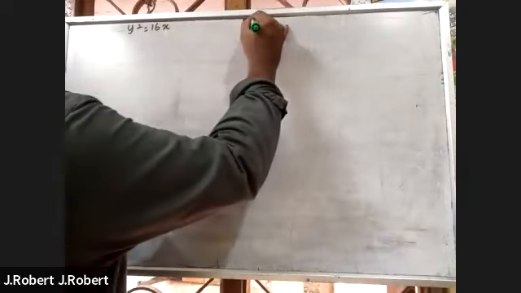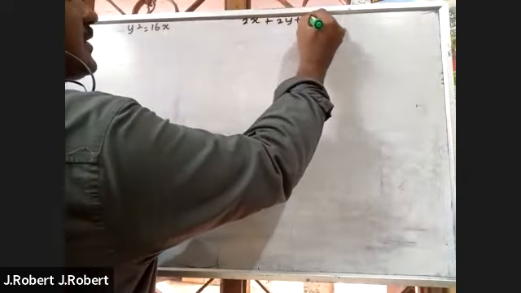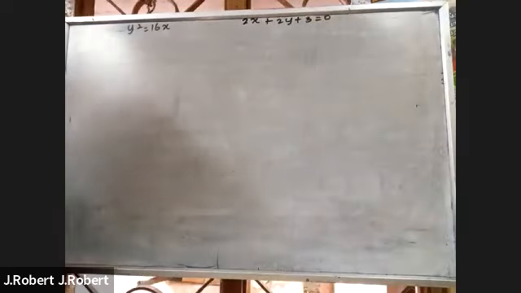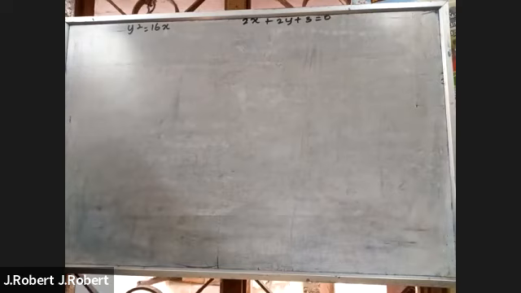Perpendicular to 2x plus 2y plus 3 equal to 0. Again, I'll repeat the question. Find the equation of the tangent to the parabola y squared equals 16x perpendicular to 2x plus 2y plus 3 equals 0.